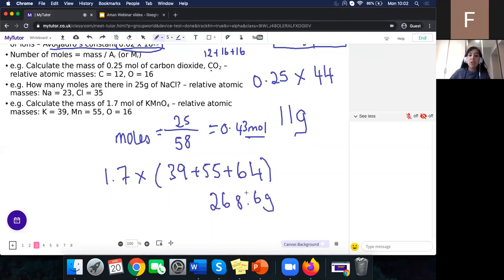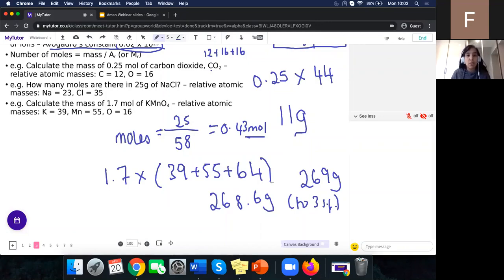And again, if they don't say 3 significant figures or 2 decimal places, always assume 3 significant figures. So in this case, then it would be 269 grams to 3 significant figures. And if you remember to put in brackets to 3 significant figures, then it just helps the examiner know that you know what you're doing.